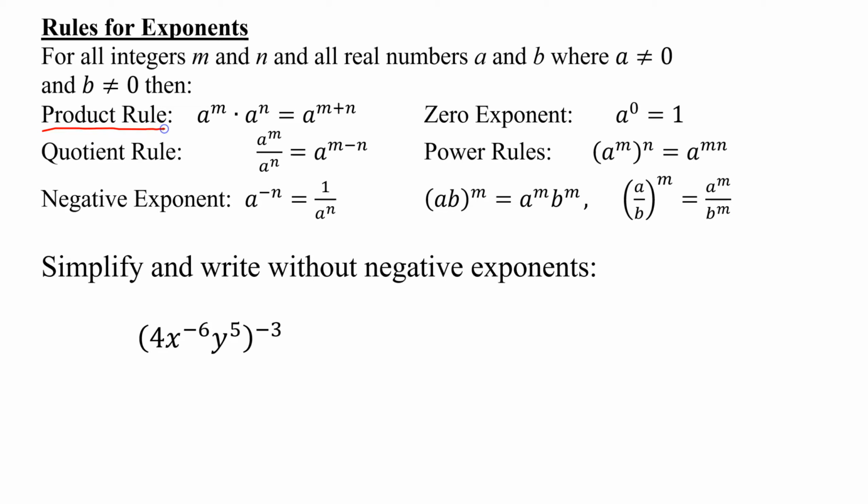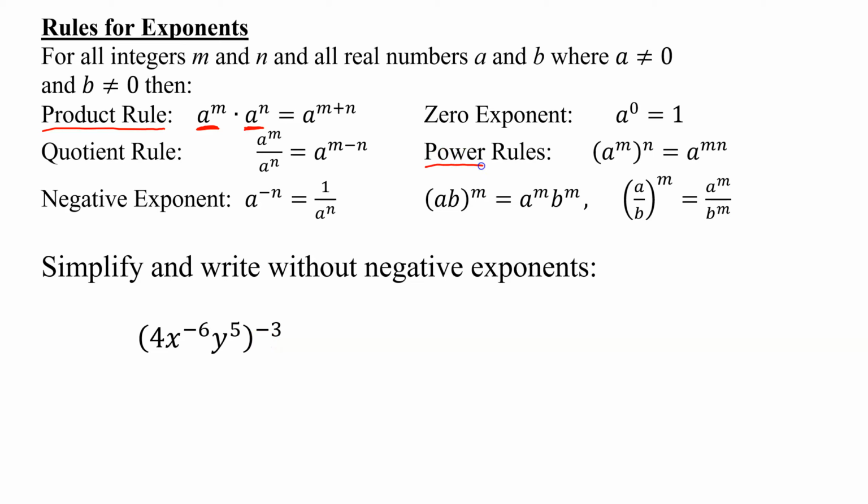I have a product here. Could I possibly use the product rule on x to the negative 6 times y to the 5th? Notice in the product rule, the bases have to be the same. Here, my bases are different, so I can't use the product rule. I could simplify this negative exponent here, but I think it'd be easier to do it a little bit later in the problem. So what I'm going to do is take this product that I have here and raise it to the negative 3rd power.